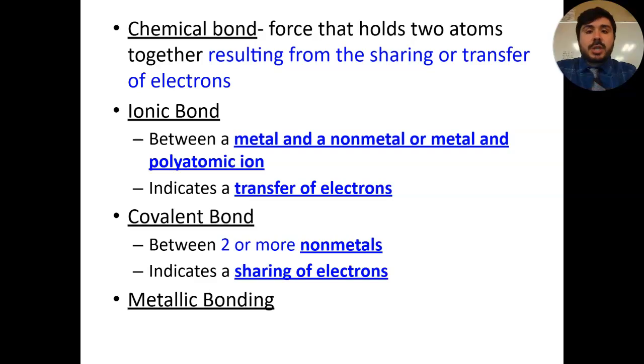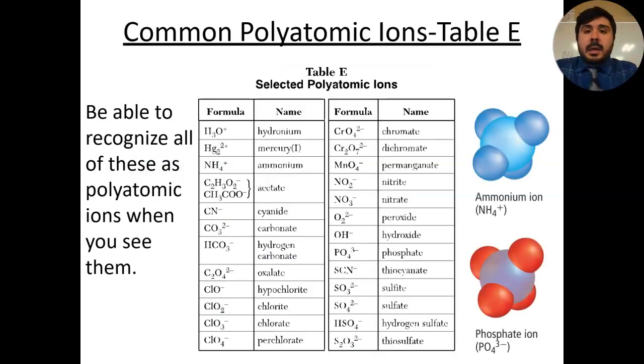The last and third type of bonding that exists, but that we don't really talk too much about in this class, is known as metallic bonding, and it's kind of in the name. It's between two or more metals, okay? And that makes sense, right? It's right in the name there. It's between two or more metals, and that's basically metallic bonding.